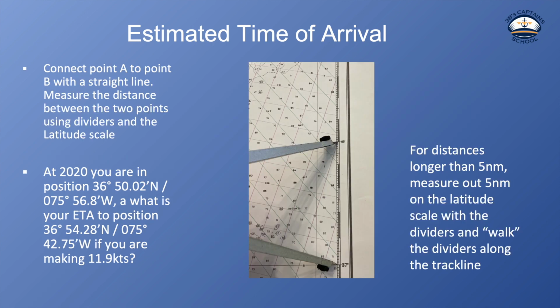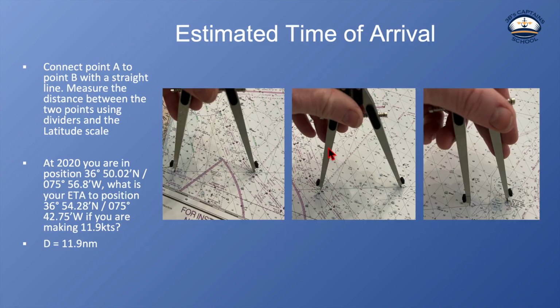Whenever I'm over 5 nautical miles for distance, I just take my dividers and I measure out 5 nautical miles on the latitude scale. So remember, every minute here of latitude equals 1 nautical mile. Only on latitude. You can't do that with longitude. So I mark out that 5 nautical miles.